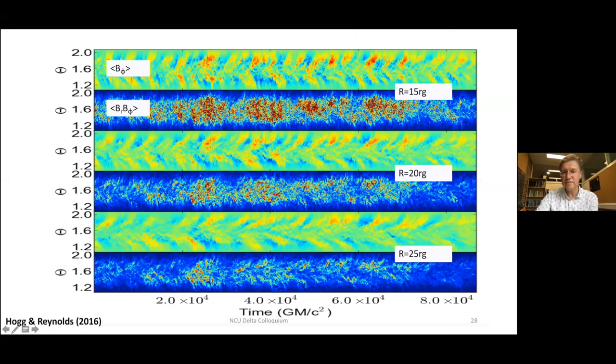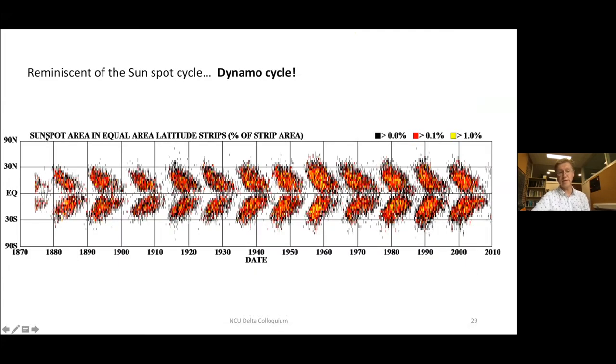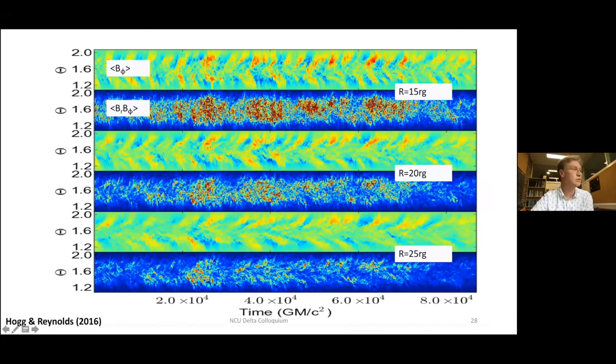Now, this is very reminiscent of another phenomenon in astronomy, and that's the sunspot cycle. This is the very, very famous butterfly diagram for the sun, where if you plot the number of sunspots versus time, you get these diagrams here. And we understand that in the sun, this is a manifestation of an MHD dynamo. In particular, what we're seeing here is a dynamo cycle, a periodic reversal of fields that naturally arises in the solar dynamo. So that's what we believe we're seeing here: these dynamo cycles.